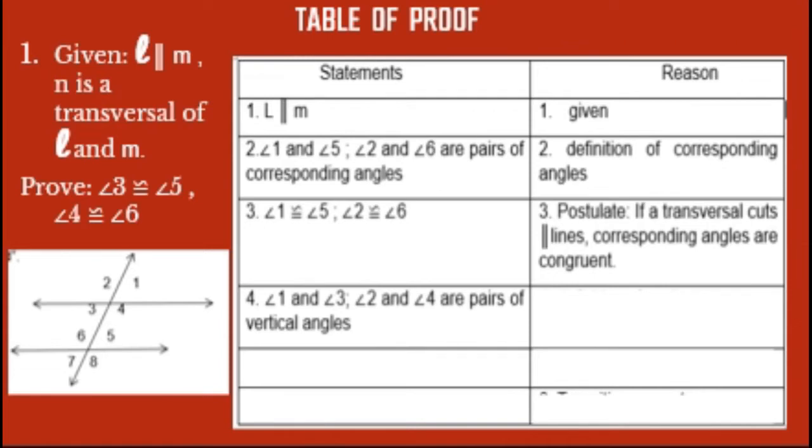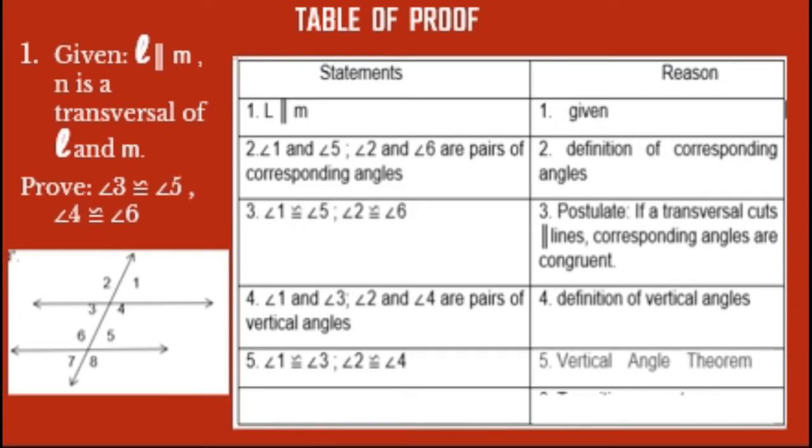Angle 1 and angle 3, angle 2 and angle 4 are pairs of vertical angles. The reason is definition of vertical angles. And we all know that vertical angles are always congruent. So based on statement number 4, we have angle 1 is congruent to angle 3, angle 2 is congruent to angle 4. The reason is vertical angle theorem. Now we can conclude, or prove, that angle 3 is congruent to angle 5 and angle 4 is congruent to angle 6. The reason is transitive property.